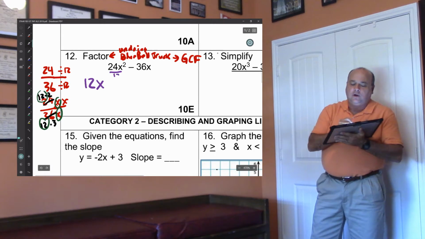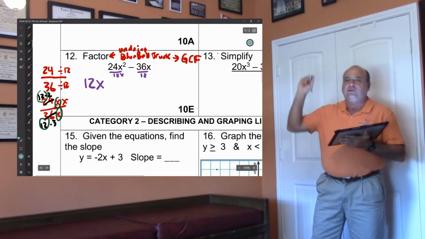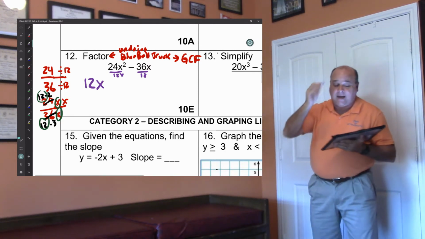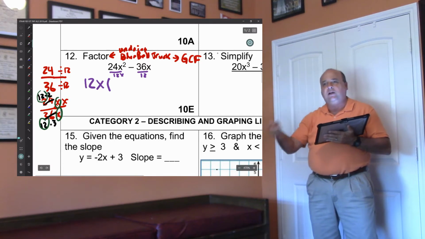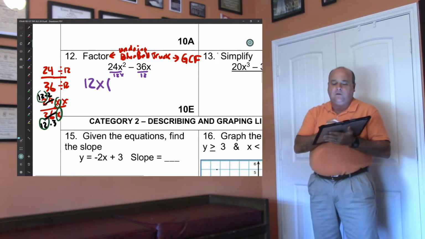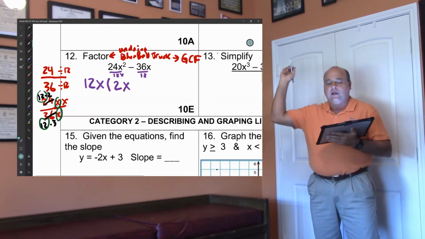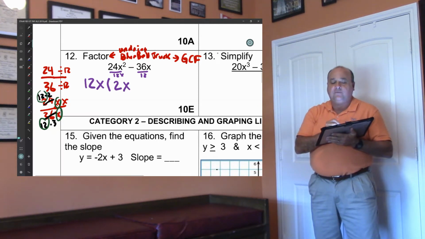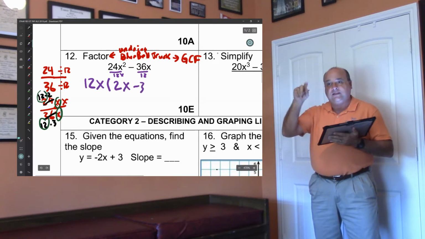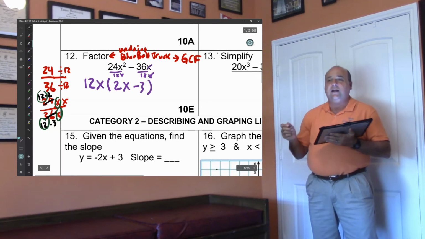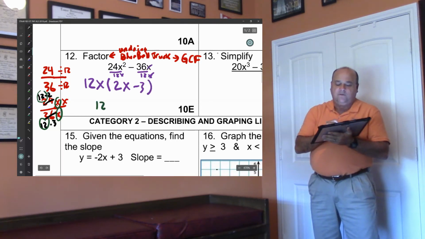Now then, basically, you're going to take 12x and divide it out of 24x squared and 36x. This is the first time you've done this, so don't panic. Draw parentheses, and now we're going to divide twice. 24 divided by 12 is 2. X squared divided by x is x. When you divide, you subtract the exponents. The next one, a negative 36 divided by 12 is a negative 3, sign, number, letter. And x divided by x, the x's would cancel out, so I would just have this. So the answer would be 12x, parentheses, 2x minus 3.